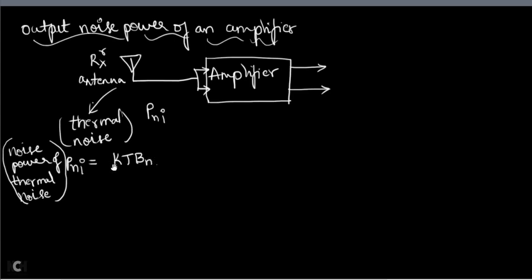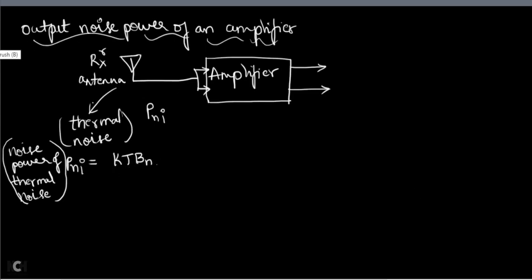This we have studied in thermal noise. You should remember this equation: for thermal noise, the noise power is KT into Bn. Now this KT Bn is the noise which is given as input to this amplifier. Before the amplifier, you have some noise at the input side, which is nothing but the thermal noise because of the receiving antenna. That noise power coming at the input of the amplifier can be taken as KT Bn.